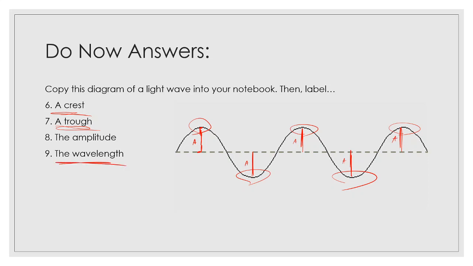And lastly, number 9 was asking to label the wavelength. The wavelength is the distance in between 2 crests or 2 troughs. So the easiest one would be to say from here straight to here is 1 wavelength. You also could have done from here to here or from here to here. Each of those would be an example of a wavelength. Okay, so we saw our answers for 1 through 5. We saw our answers for 6 through 9.